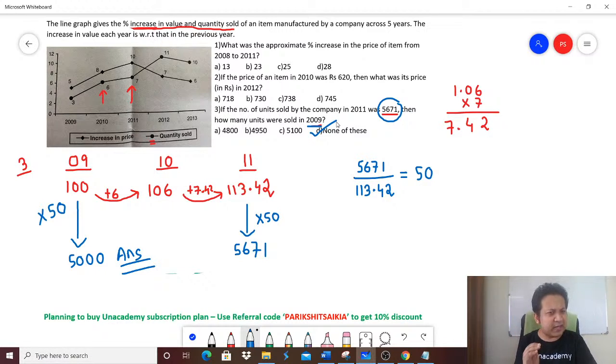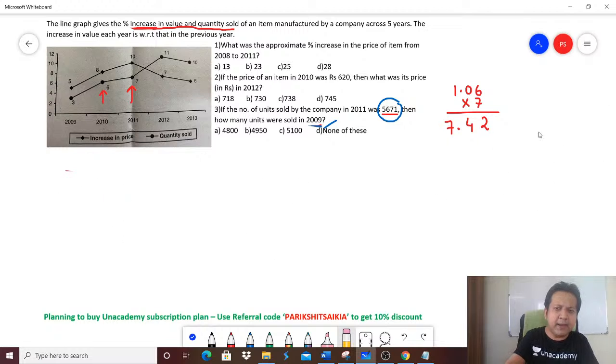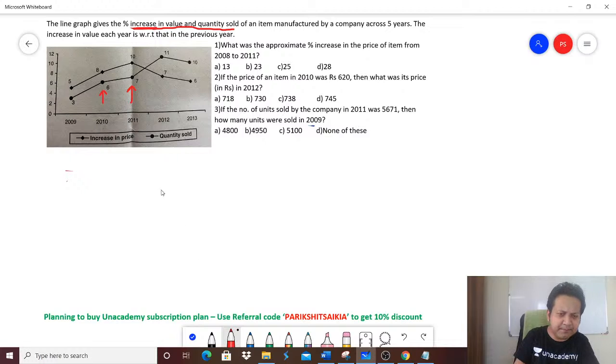So this is very, very important. Whenever you see DI caselets, just make sure that you are taking not their numbers, but you are taking your own number. Many a times, I must tell you, what will happen is, let me give you an example. Many a times, there will be some pie charts. Let's say there is a pie chart.